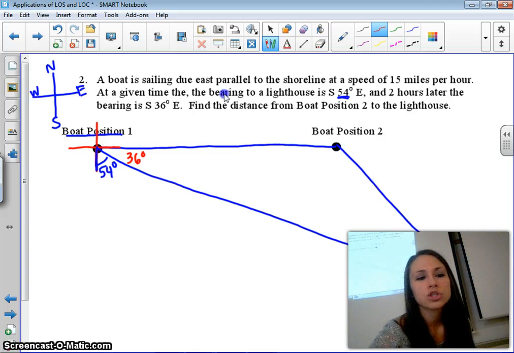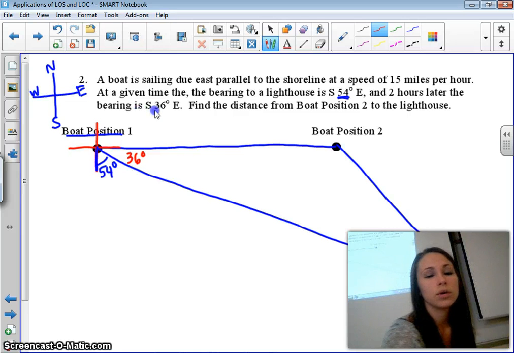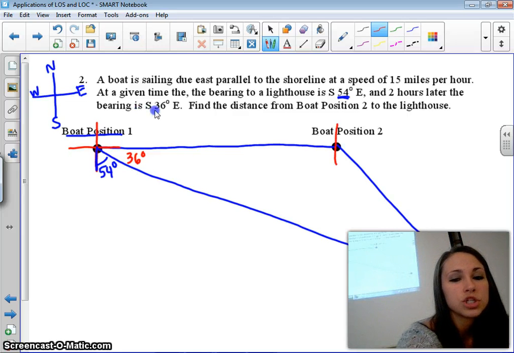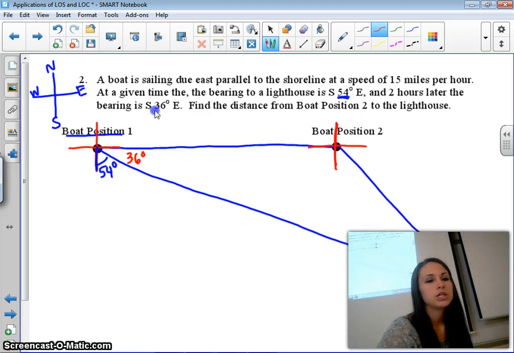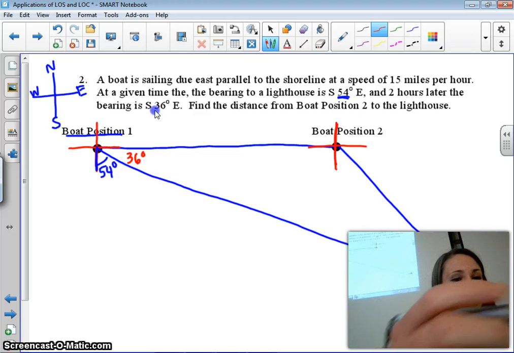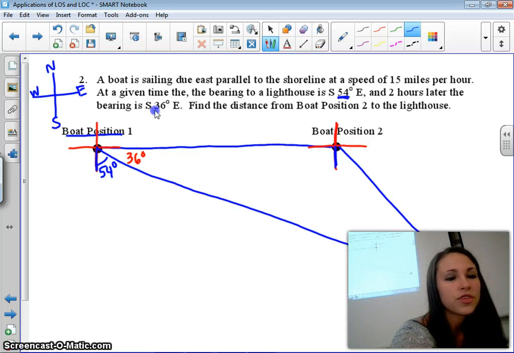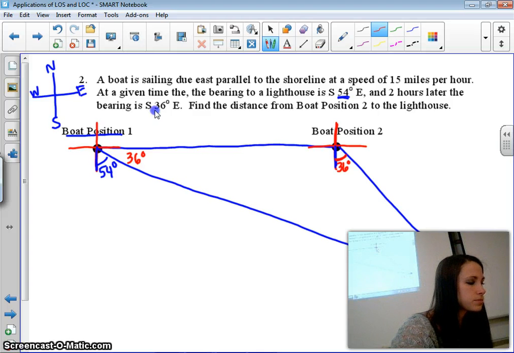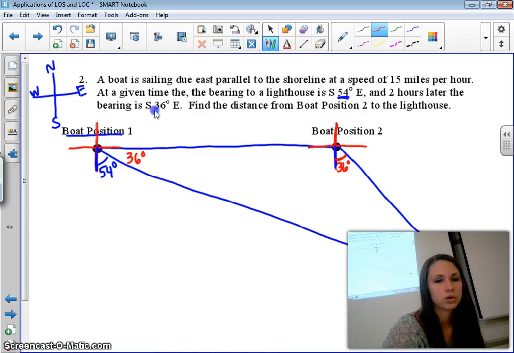Alright, now 2 hours later the bearing is, so in 2 hours I'm at boat position 2. So I'm going to draw my little north, south, west, east thing here. And I'm going to start on the south line. So south 36 degrees east means that this little angle right here, going east, is 36 degrees. Okay? Does that make sense? Okay, well, we're going to see.